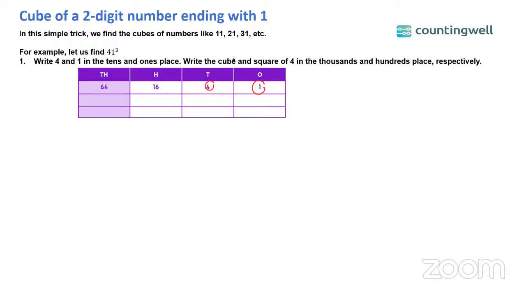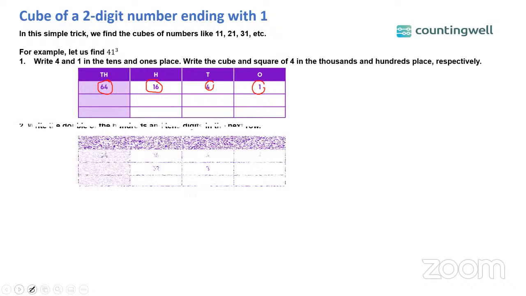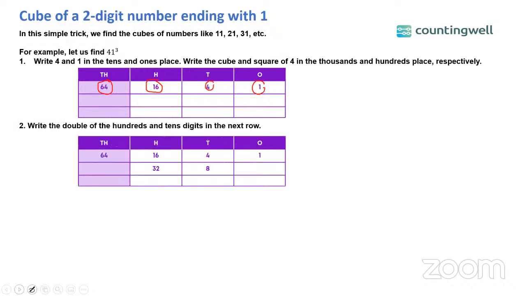Next, we write the cube and square of 4 in the thousands and hundreds place respectively. So what is the cube of 4? It is 64, which is entered in the thousands place. And what is the square of 4? We have 16, so it is entered in the hundreds place. Now we are going to double the digits at the hundreds and tens place. If you multiply 16 by 2, you will get 32. If you double the number 4, you will get 8.